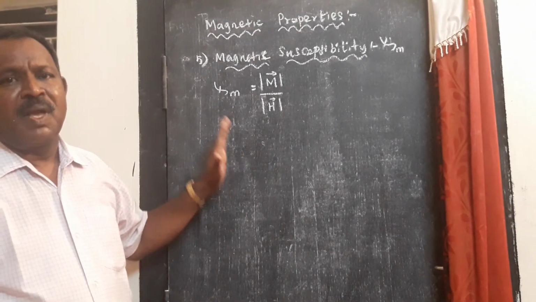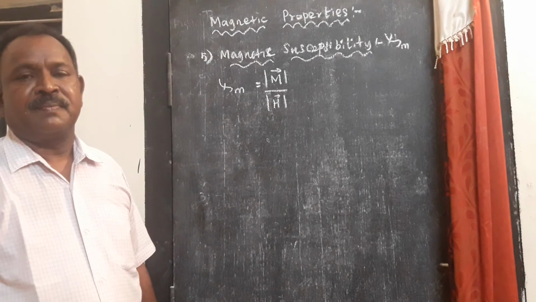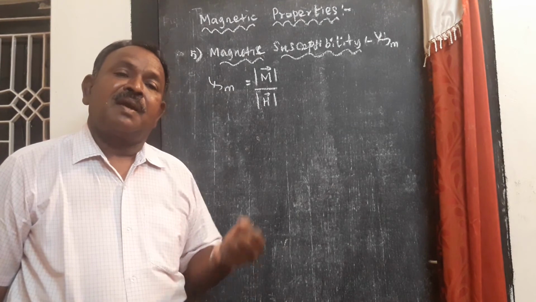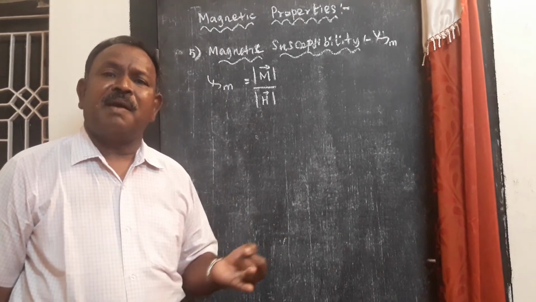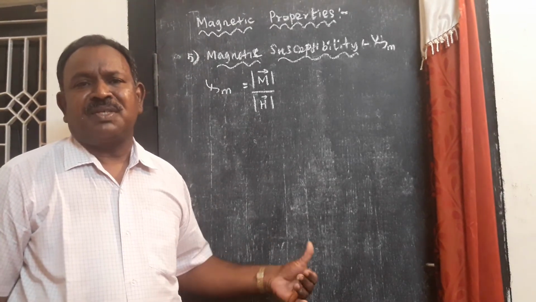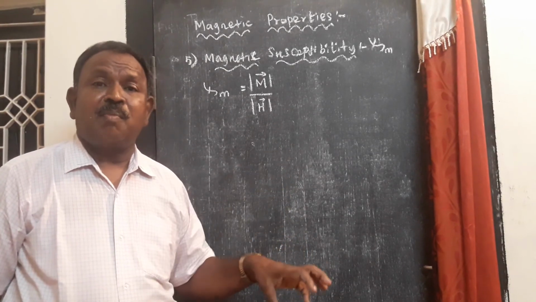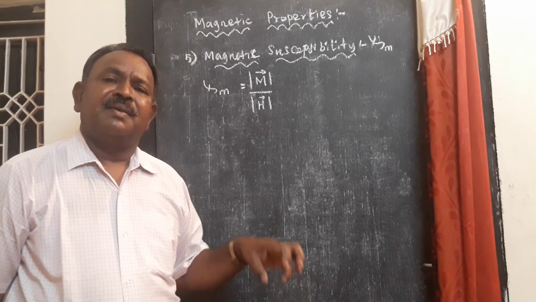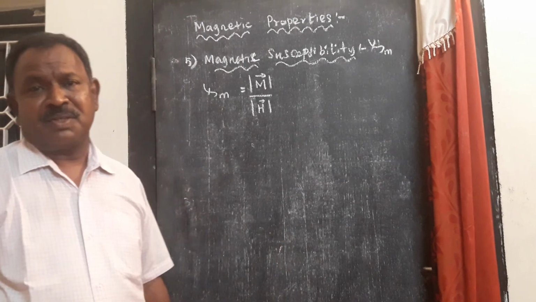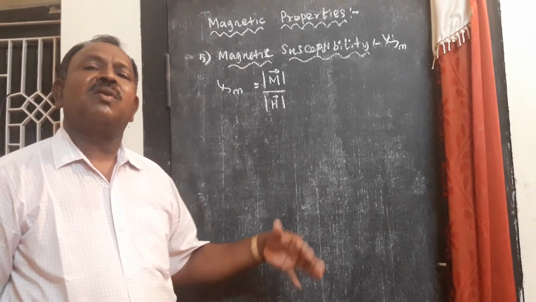Next we are going to see how to classify magnetic materials based on these magnetic properties. Based on the magnetic properties, magnetic materials are classified as diamagnetic material, paramagnetic material and ferromagnetic material. In the next session we are going to see what diamagnetic material is and what its properties are. Secondly, we are going to see what paramagnetic material is and what its properties are, and finally we are going to see what ferromagnetic materials are and what their properties are.